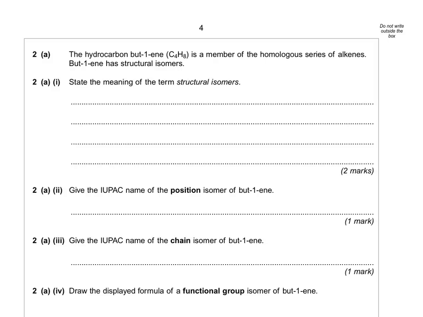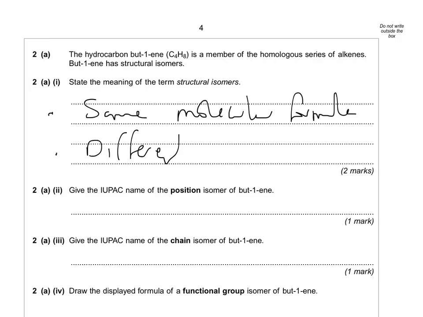Okay, next question. So the hydrocarbon but-1-ene is a member of the homologous series of alkenes. But-1-ene has structural isomers. What's the meaning of the term structural isomers? So first mark, we're saying that they have the same molecular formula.